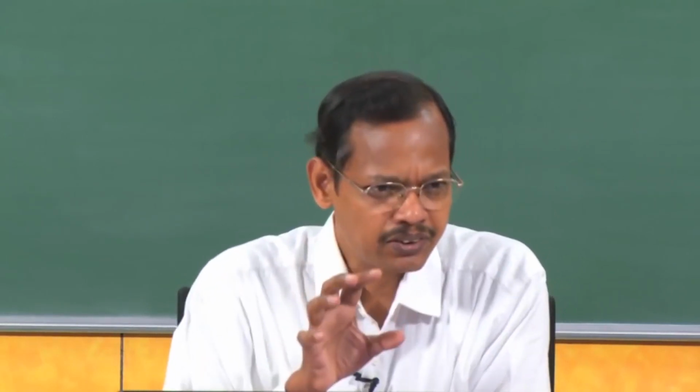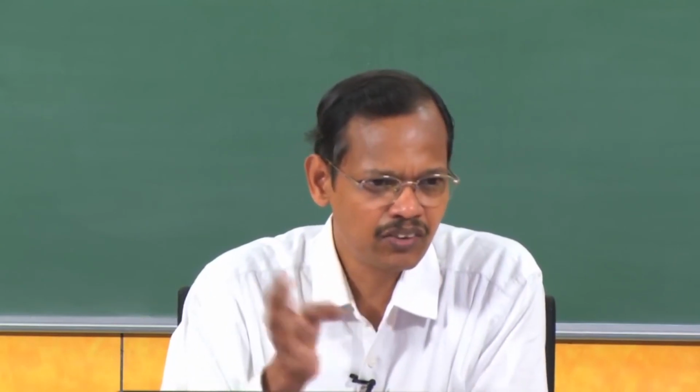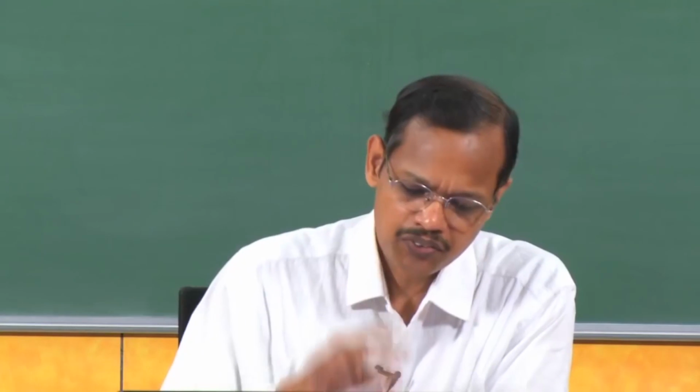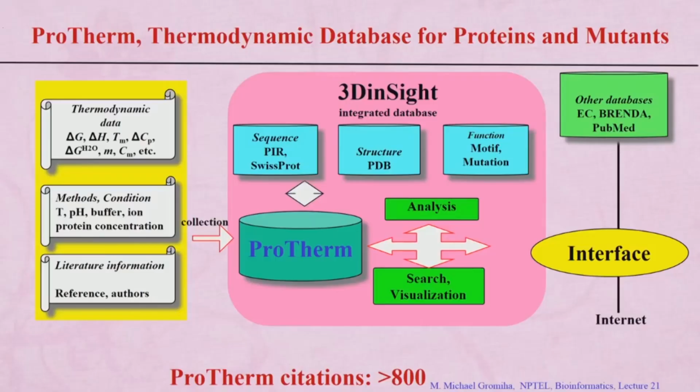So, how to make a database? What are the important factors we need to consider for developing a database? First, you need to put in the important information you are interested in. Here I put thermodynamic data for the proteins and the mutants. This is the database name. So, mainly we give the data. What experimental data do we get?